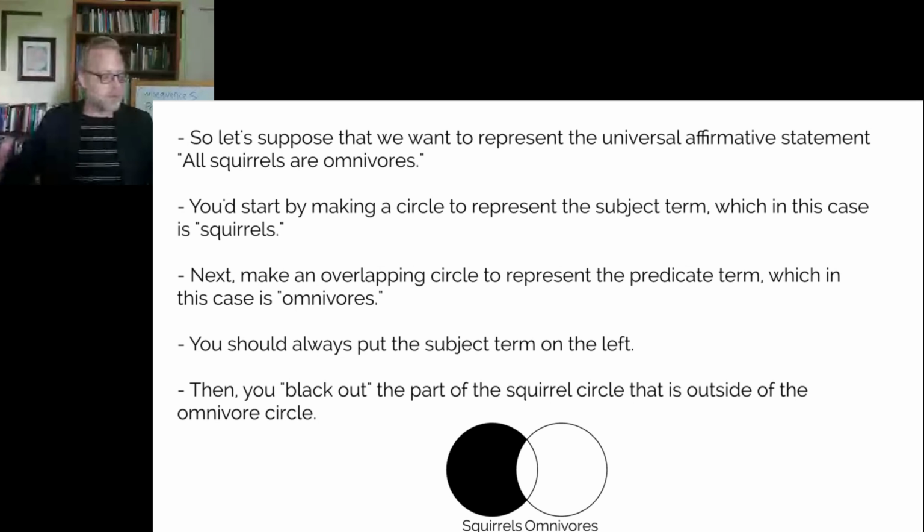So this is your first sort of technical thing. This is like defining one of the connectives of the truth table, right? There's 4 connectives, and you have to memorize the truth tables for them. Well, here we have 4 types of categorical statements, and you have to memorize how to represent them.